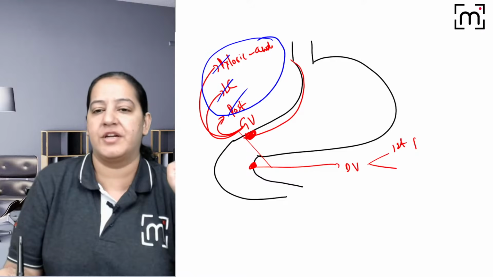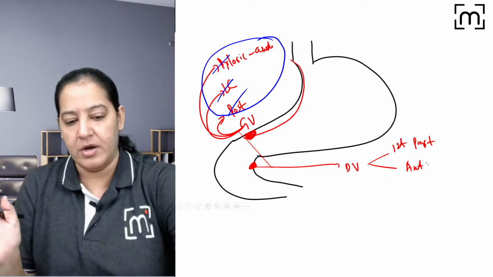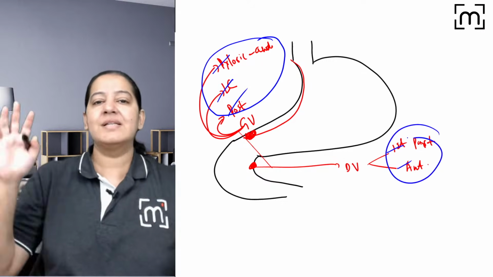The first part of the duodenum, number one, the first part, and second, it occurs in the anterior wall, not in the posterior wall. So learn first part and anterior wall. So this is the summary.